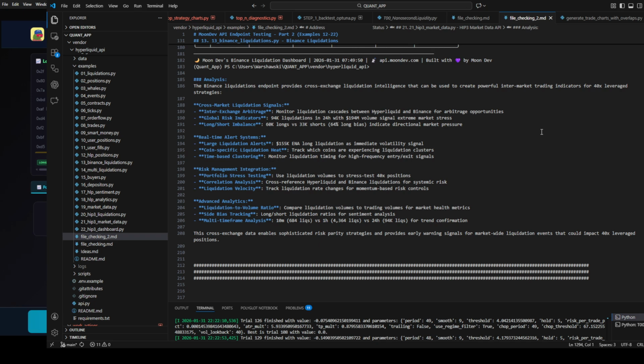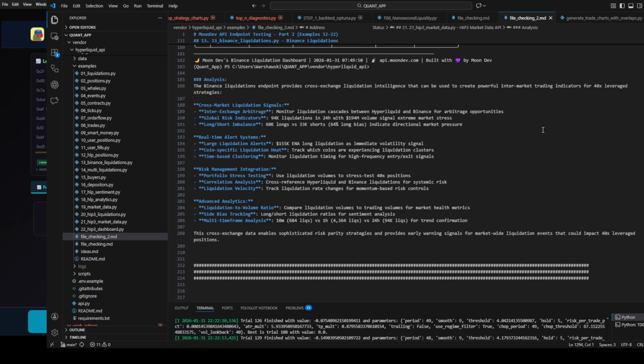Global risk indicators: 24K liquidations in 24 hours with 149 million, 194 million volume signal extreme market stress. Long short imbalance: 60K longs versus 30K shorts, 64% long bias indicates directional market pressure. Real-time alert systems, large liquidation alerts: 150K ENA long liquidation as immediate volatility signal.